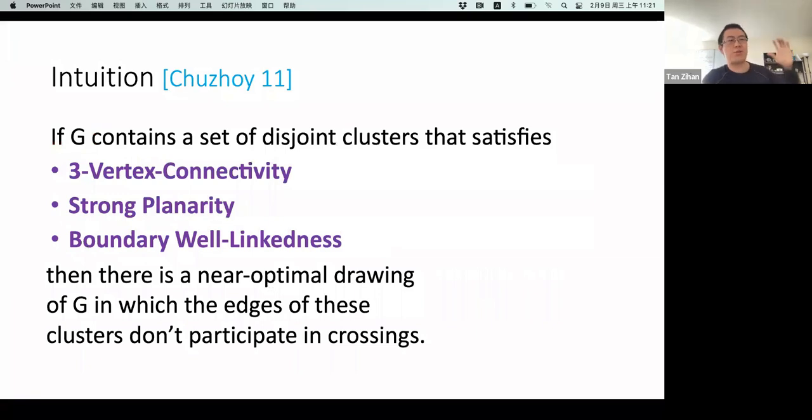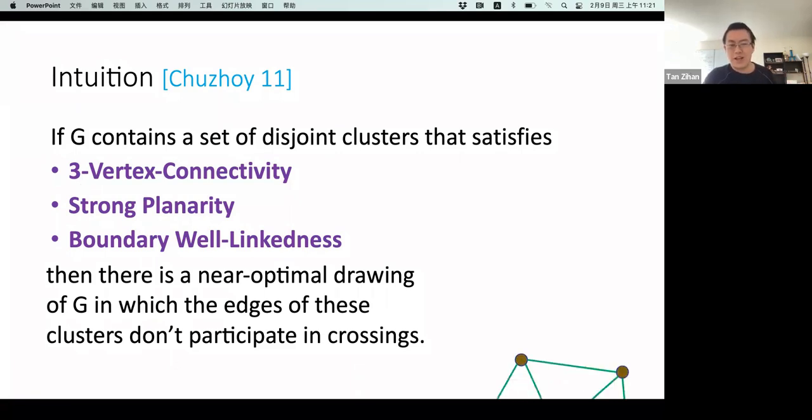So what are the good properties that we want to ensure about these clusters? There is an intuition theorem from previous work by Chuzhoy. It says that if a graph G contains a set of disjoint clusters that satisfy these 3 good properties, then there exists a near optimal drawing of G in which only the edges of these clusters don't participate in crossings. So basically, only intercluster edges participate in crossings. These 3 good properties are 3-vertex connectivity, strong planarity, and bounded boundary well-linkedness.